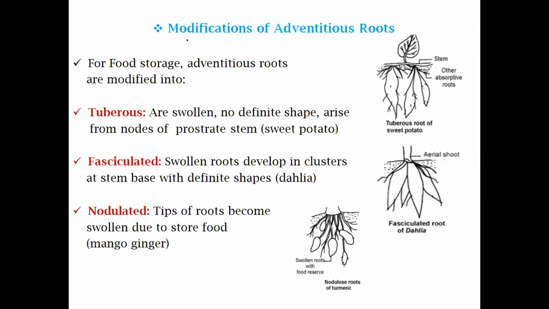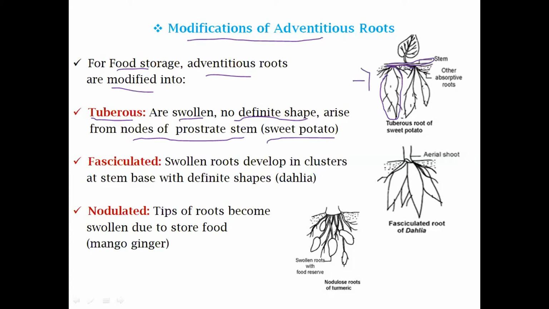Next one is modification of adventitious roots. So for food storage, adventitious roots are modified into tuberous root. They are swollen and have no definite shape. They arise from nodes of the prostrate stems and are found in sweet potato. So you can see this is the prostrate stem, and this is a node and this is another node. From these nodes, swollen roots with no definite shape arise, and this is known as tuberous root because it has no definite shape and it is swollen and fleshy.